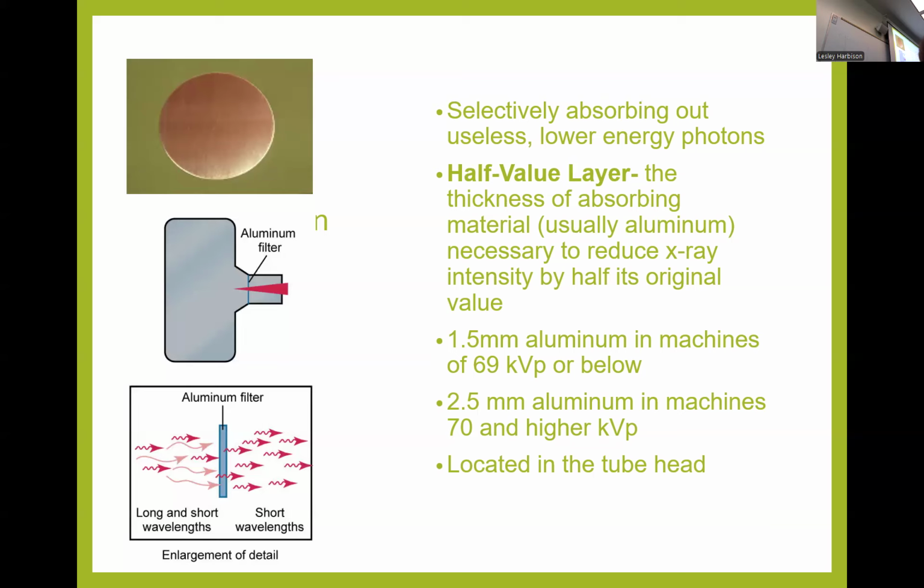So this is called half value layer. It's the thickness of absorbing material, aluminum, necessary to reduce the intensity by half. And you might ask, why are we making this beam less intense? I thought we were supposed to make the beam more intense. But really all it's doing is reducing the useless photons. It's just reducing the photons that aren't very useful to give us a very good picture.